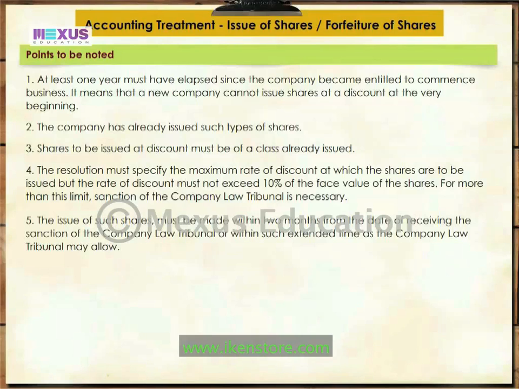5. The issue of such shares must be made within 2 months from the date of receiving the sanction of the Company Law Tribunal, or within such extended time as the Company Law Tribunal may allow.